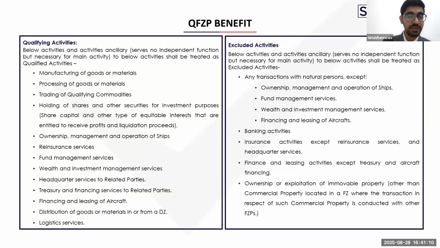Now just to quickly cover the qualifying activities, so basically they have covered majorly activities relating to goods. They have covered the manufacturing activity. If you are engaged in processing activity, if you are doing trading of qualifying commodities, or if you are doing any distribution activities or logistic services. So relating to goods, majorly these are the things which are available.